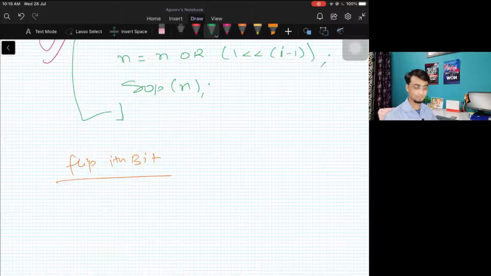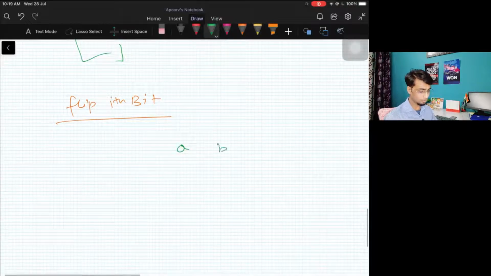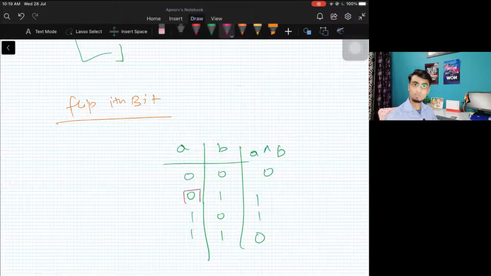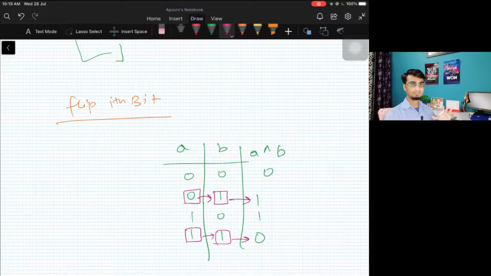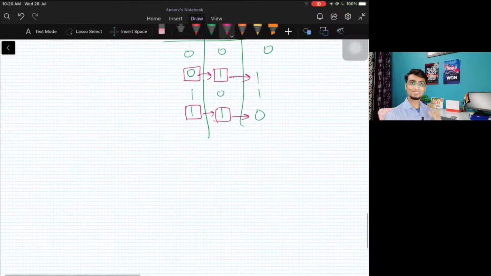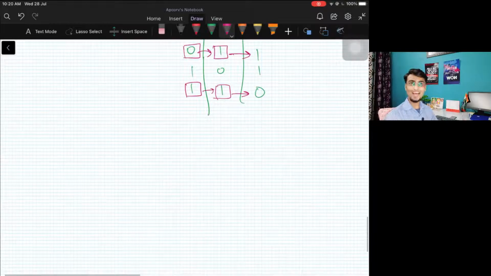Because we know that, let's make a truth table for XOR, right? 0 0 1 1, 0 1 0 1. So if you do A XOR B, what will you get? 0 1 1 0. So if you see, the original bit is 0, and if you do an XOR with 1, this 0 is converted to 1. And here the original bit is 1, if you do an XOR with 1, it is converted to 0. So the flipping is getting done, right? So we just need to do that XOR operator.